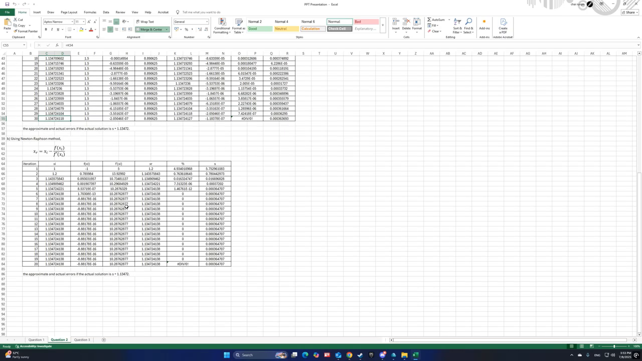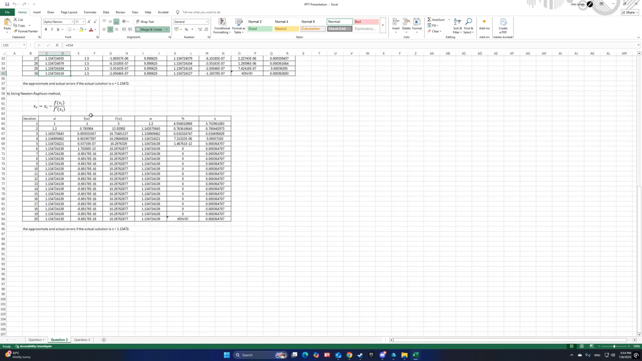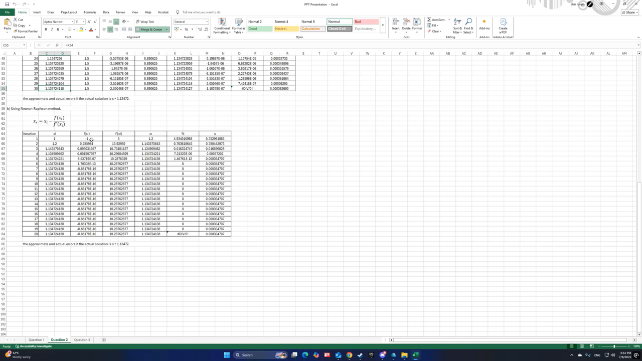1.13472. For the Newton-Raphson method, we are using the other formula: xr equal to xi minus f(xi) over f'(xi), the function's derivative. So for this one, we need to obtain f(xi). For f(xi) we are using the formula x power 6 minus x minus 1. Then for the derivative of f(xi), we are using 6 times x power 5 minus 1. So at the end we will get the xr.